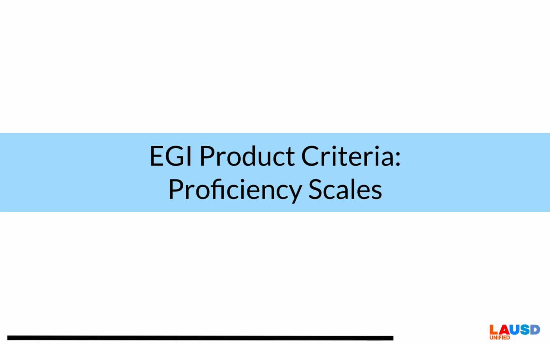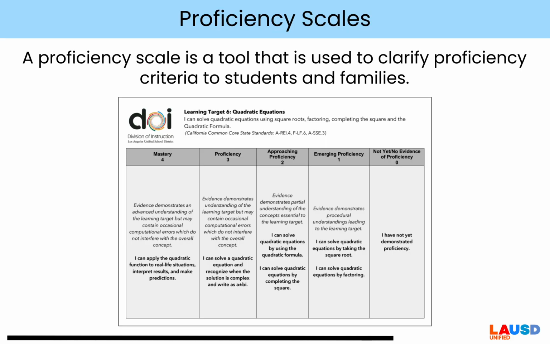This video focuses on EGI product criteria for proficiency scales. A proficiency scale is a tool that is used to clarify proficiency criteria to students and families. On this screen, we're seeing an example of one of the proficiency scales on the Division of Instruction curriculum map for Algebra 1, and we're looking at a sample proficiency scale for Learning Target 6, something related to quadratic equations.